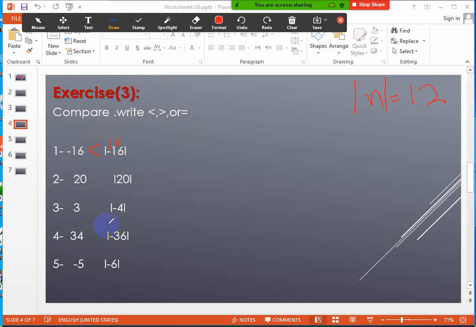Now 20 and the absolute value for 20. Yes, Lena. Compare between them. Very good. The absolute value for 20 equals 20, so those two numbers are equal. Thank you, Lena.